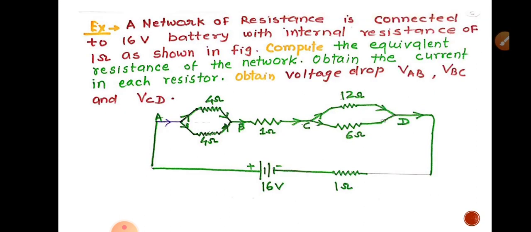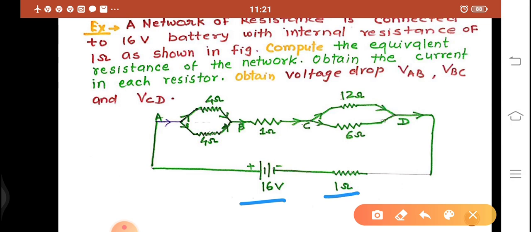Now this is one question for resistance. A network of resistance is connected to a 16 volt battery with internal resistance of 1 ohm. This is the battery and internal resistance 1 ohm as shown in figure. Compute the equivalent resistance of the network. Obtain the current in each resistor and obtain voltage drop VAB, VBC and VCD.